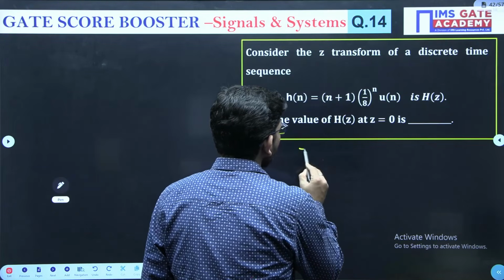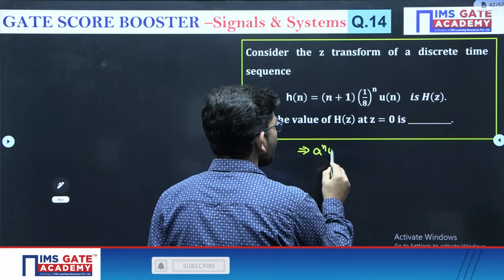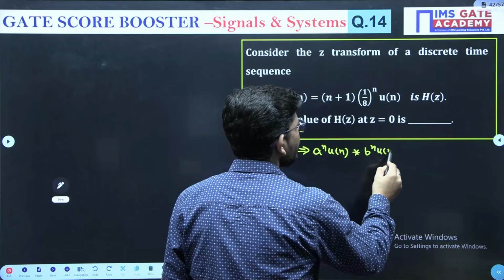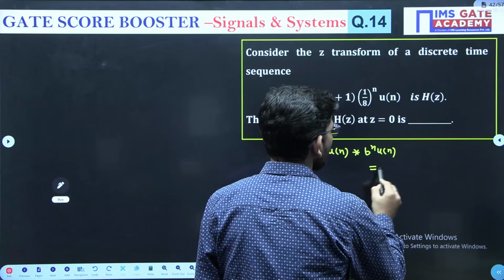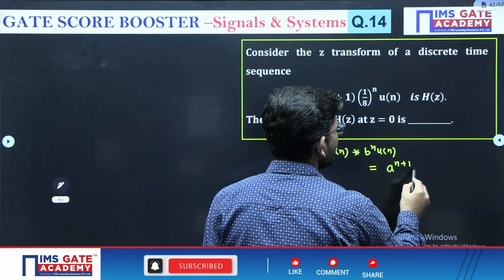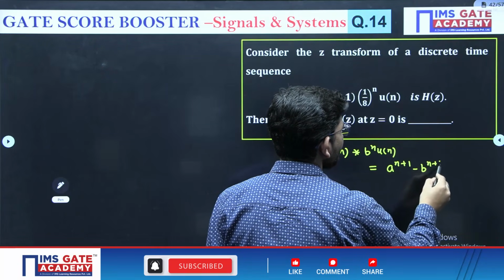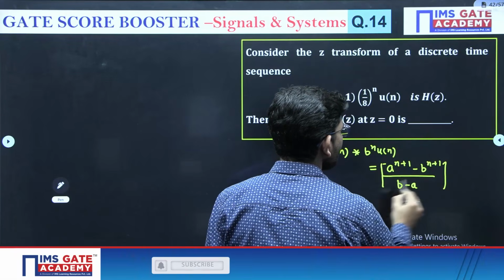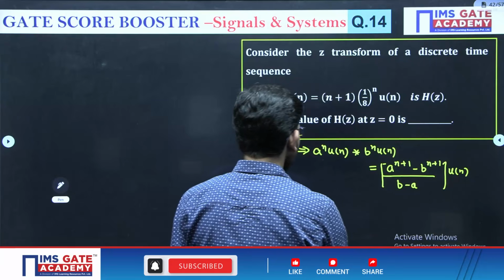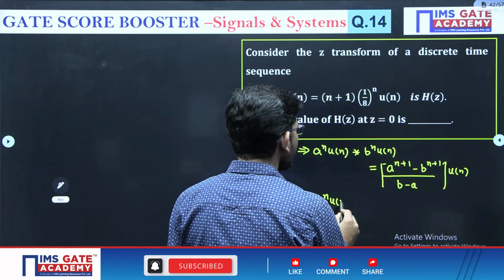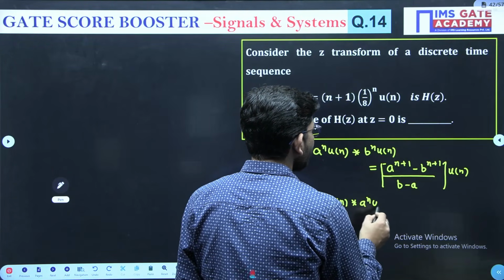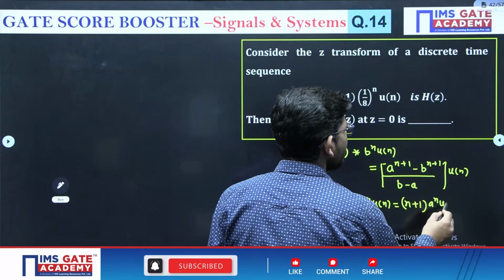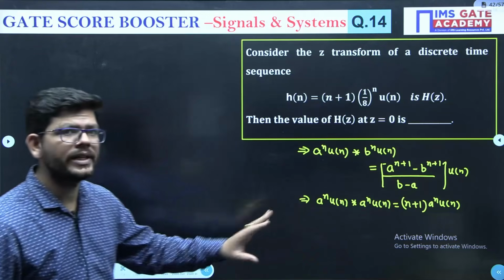Before that, I would like to draw your attention towards two convolution results. a to the power n u[n] convolved with b to the power n u[n]: what is the convolution? The convolution is (a to the power n plus 1 minus b to the power n plus 1) upon (b minus a) u[n]. Similarly, if I have a to the power n u[n] convolved with a to the power n u[n], then I will get (n plus 1) a to the power n u[n]. These are two important results.